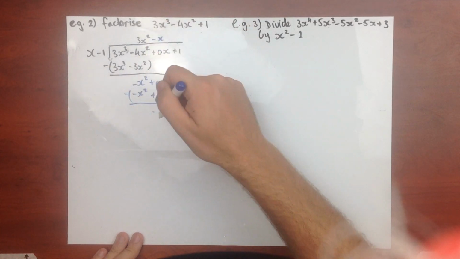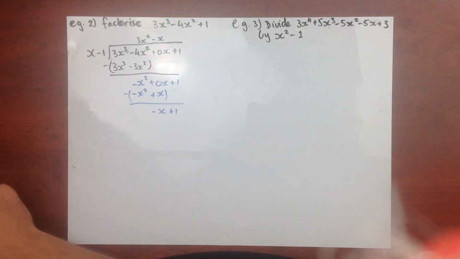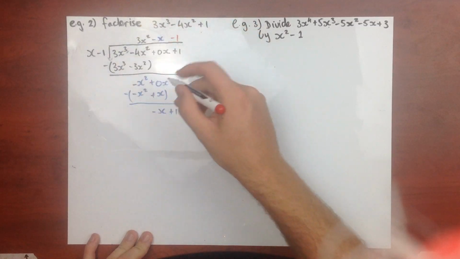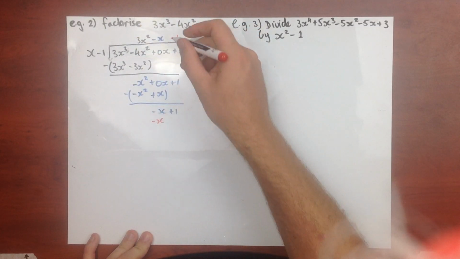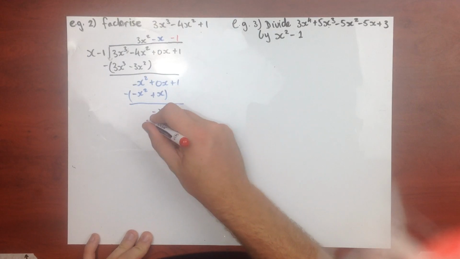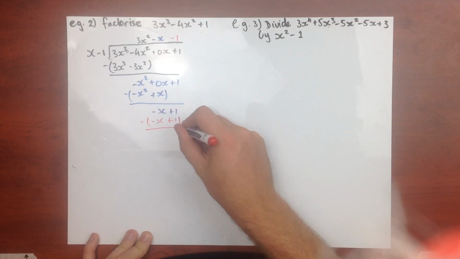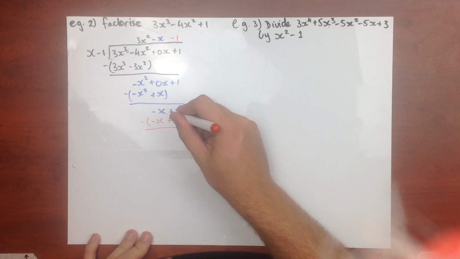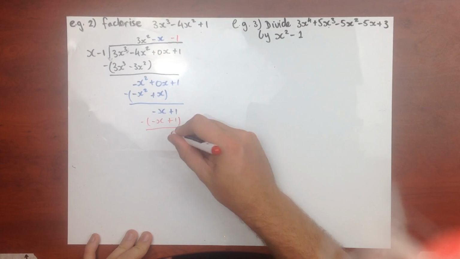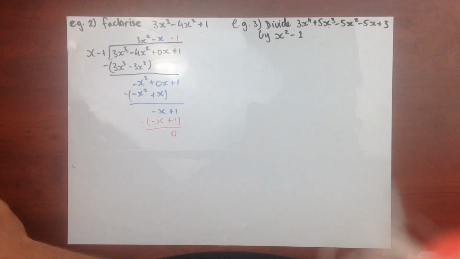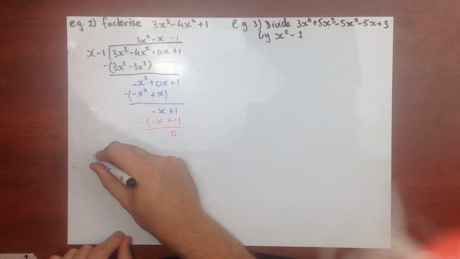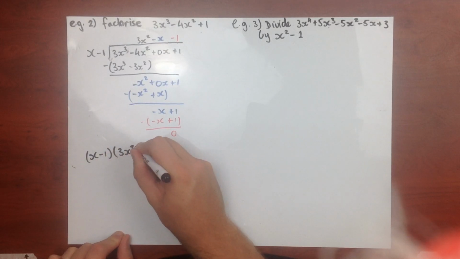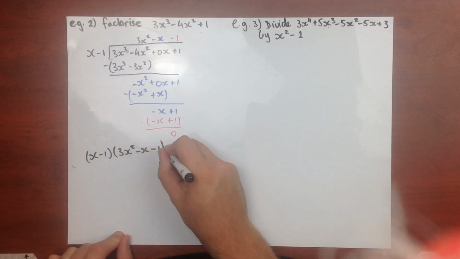x into negative x, switch the colours, will be negative 1. Multiply back through, we're going to get negative x plus 1. Bracket, bracket, take away, line underneath. Negative x take negative x is going to be 0. 1 take 1 is 0. So for this one, we've got x take 1 and 3x squared take x take 1.